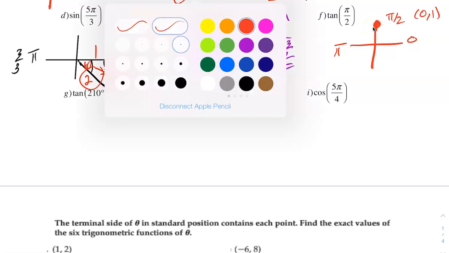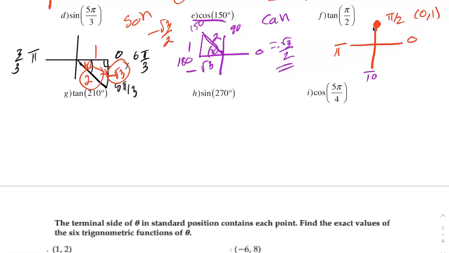How do I do tan on this? Tan is sine over cosine. Sine is y, cosine's x. So what do I have here? I have 1 over 0. Which you cannot do, undefined. No solution.